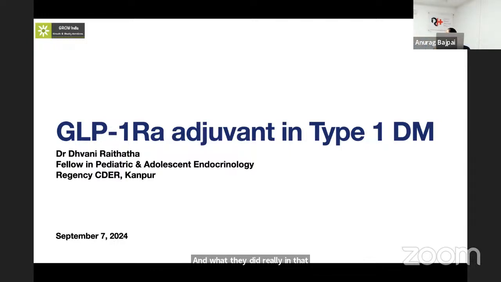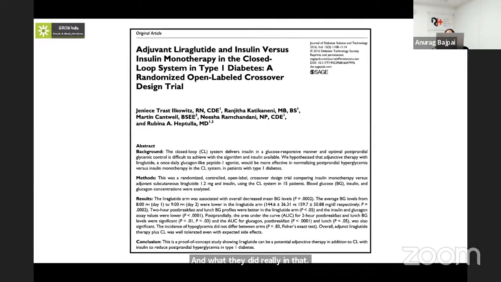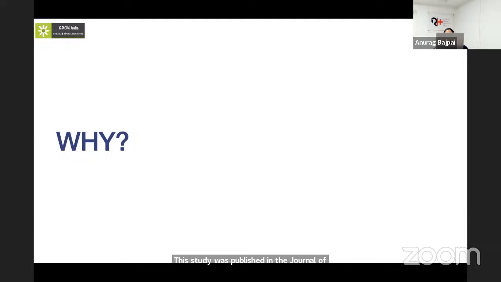Thank you, sir. So moving on to the last study for the session today, is the use of adjuvant liraglutide and insulin versus insulin monotherapy in closed-loop hybrid systems in patients with type 1 diabetes. This study was published in the Journal of Diabetes Science and Technology in 2016.